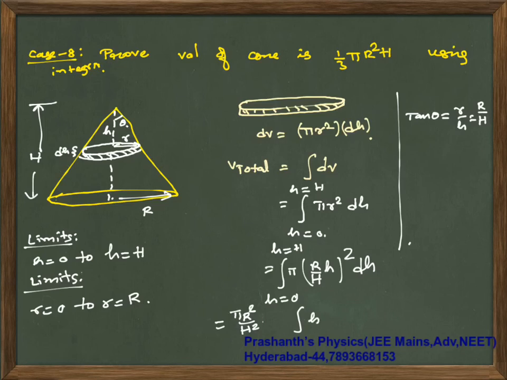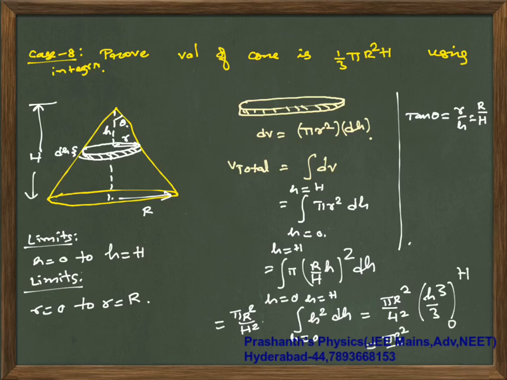So finally you are going to get h square into dh from h equal to 0 to h equal to capital H. So that will give you pi r square by h square into h cube by 3 from 0 to h. So that will give you pi r square by h square into h cube by 3. So that is equal to 1 by 3 pi r square h. Okay. So this is how you take volume using integration.